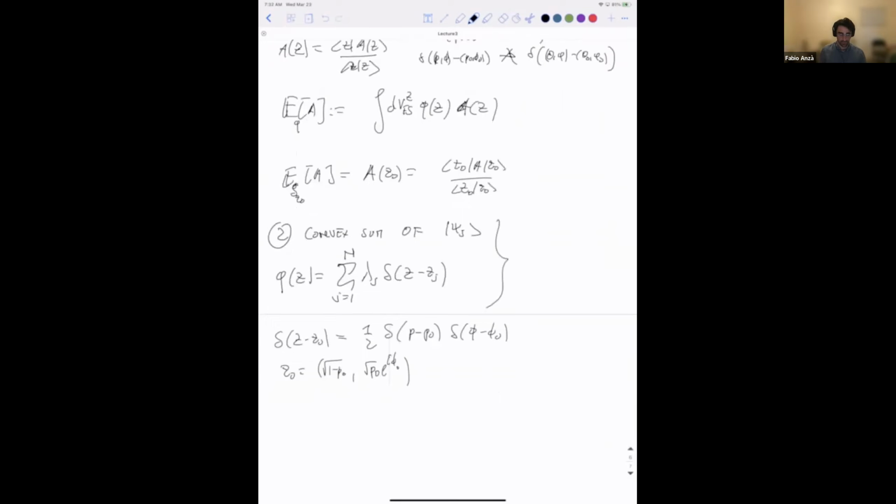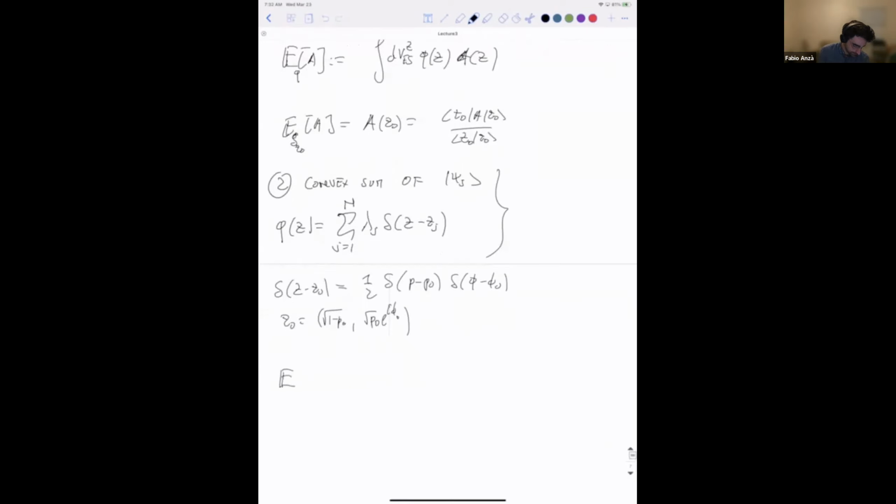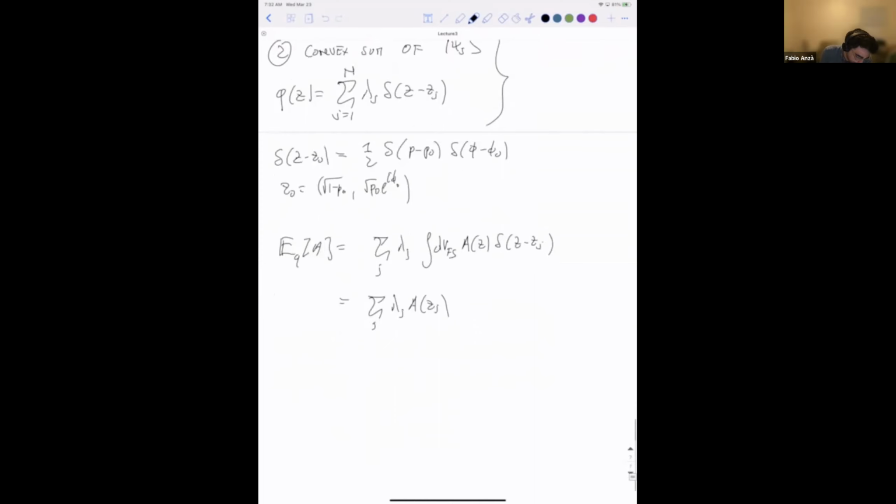So this is in the case of a convex sum of psi j. What do we have? A q. This is sum over j, lambda j, and then we have the integral dV Fubini-Study of a of z, delta of z minus zj, and this is trivially sum over j lambda j, a of zj, as it should be. Because again, if we compute rho, this is just the integral dV Fubini-Study q of z, z z dagger, and this is just going to be sum over j lambda j zj zj dagger, as it should be.